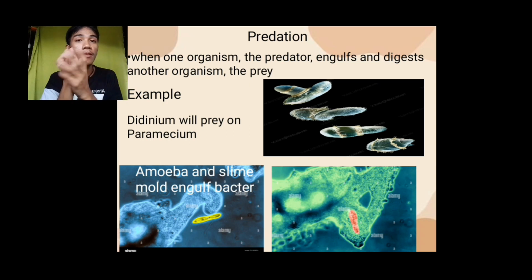Kumbaga, parang lawa. Kaya niya ikuan ang mga flies. Kahit maliit lang siya, napuputos niya. Parang ganun. Ganun yun, predation.